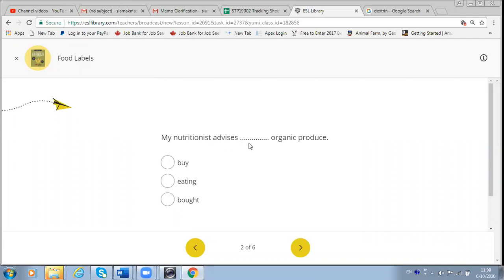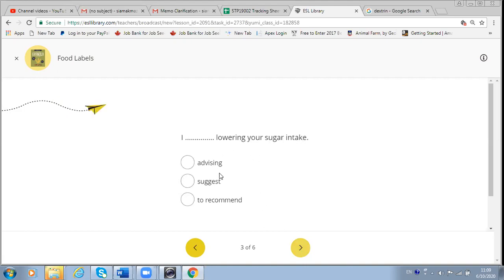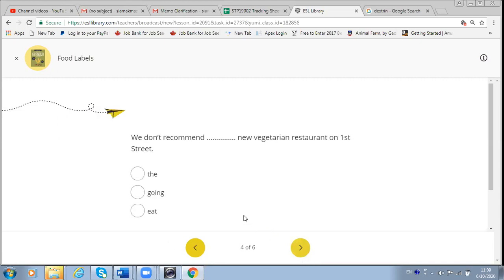My nutritionist advises organic produce by eating. Very good. I lowering your sugar intake. Advising, suggest. I suggest lowering your sugar intake. We don't recommend new vegetarian restaurant on First Street. Going.